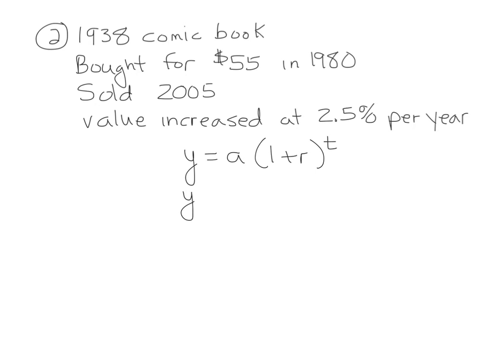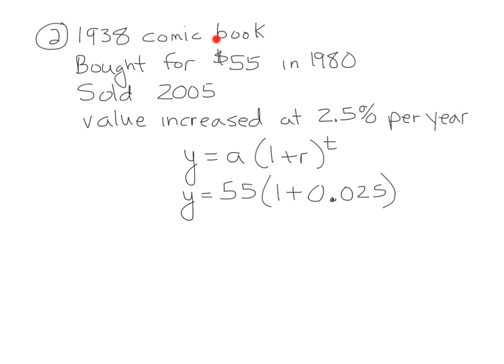So here we go. A stands for the initial amount. The initial amount was $55. We bought it for $55. And then 1 plus R is the percentage rate. Now remember, you don't write 2.5%. You have to change that to a decimal, so you have to move that decimal back 2 places. 0.025. So you have to change the percent to a decimal. And T stands for time. T stands for time. Well, how many years was it from 1980 all the way to 2005?